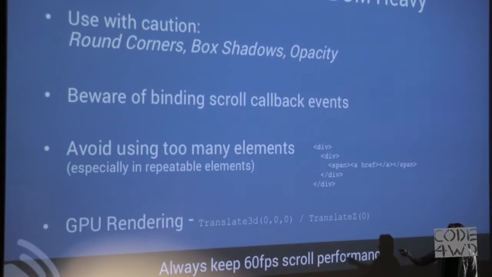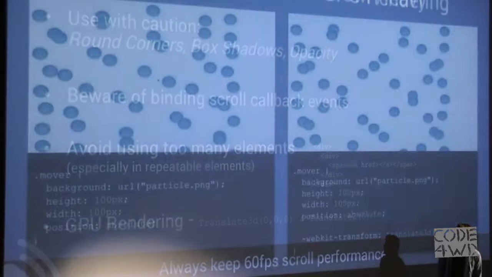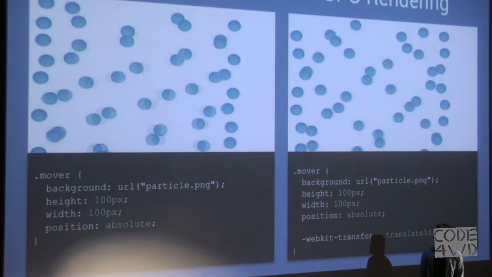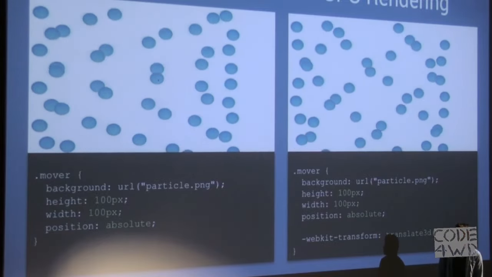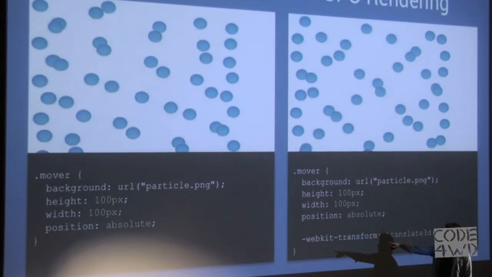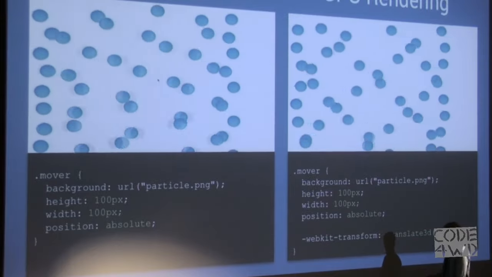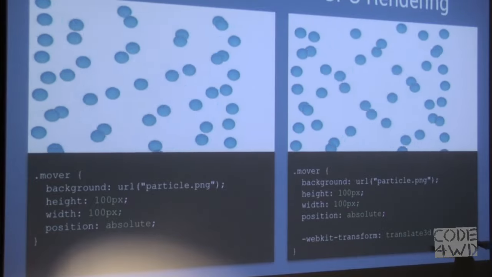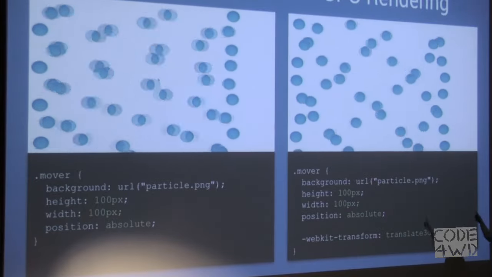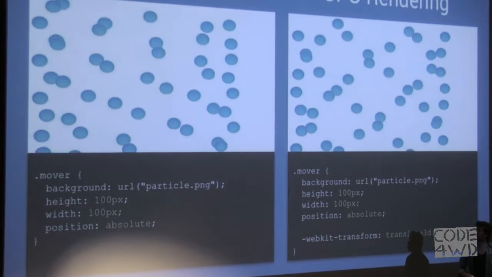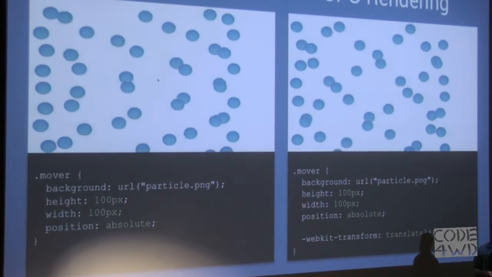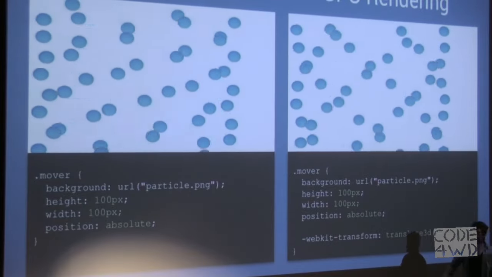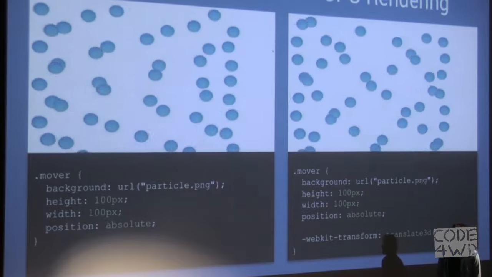One example of that is an experiment I made, just rendering these blue dots, same piece of code, same CSS. On the left-hand side, you can see the same CSS. The only difference is here. Maybe I'm blocking that. But I have this little line, WebKit transform, and that basically moves all these images into the GPU, and the rendering performance is much better. So it might not be relevant to all cases, but this is one trick to increase the performance of the user interface.